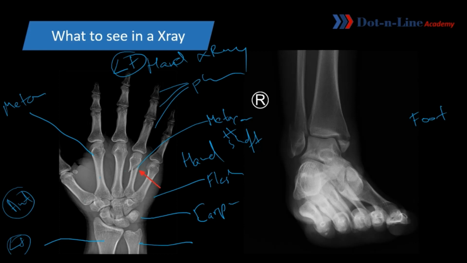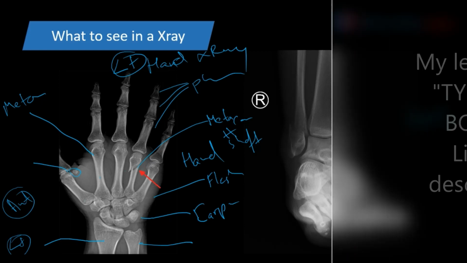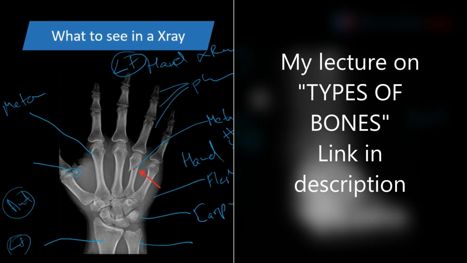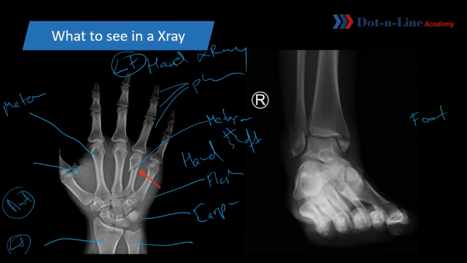Okay, one thing you see extra here is this bone. Which kind of bone it is? What is the name of this bone? If you don't know, see my lecture on the bones. It will be in my playlist. You will get to know. It is a sesamoid bone.